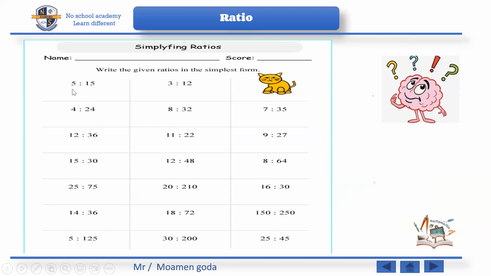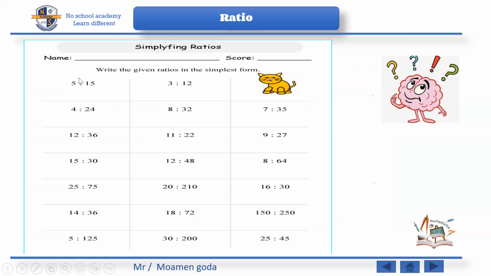The same here, if I have 5 to 15, I need to get the simplest form for this ratio. I will use division. Now you have to think about 5 and 15. I need to use a number that divides both 5 and 15. First, think about number 2. Is number 2 divisible into 5 and 15? No, I can't make it.